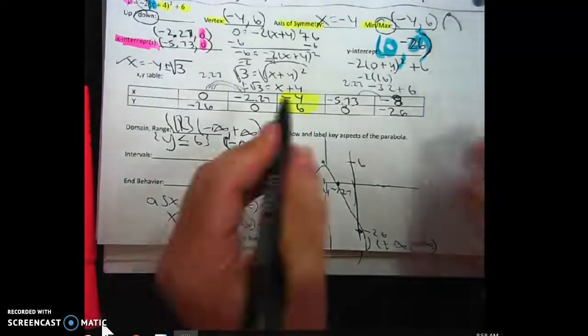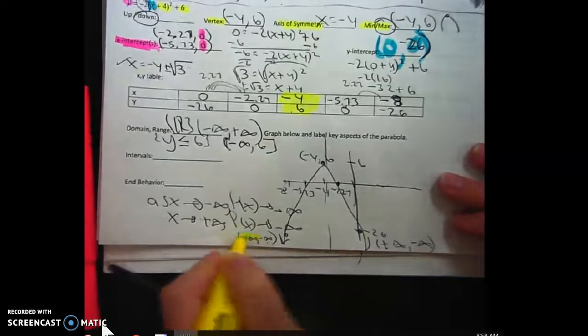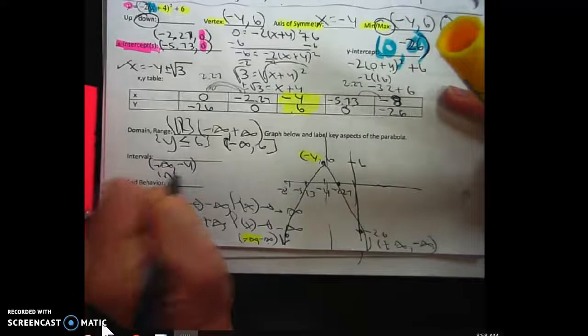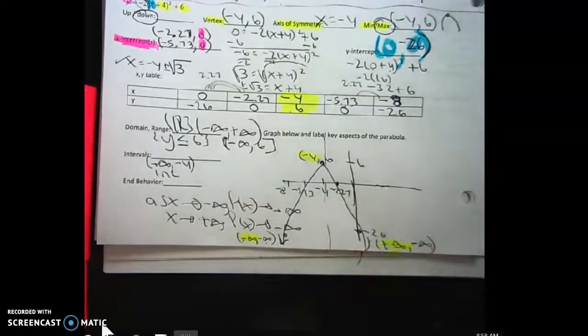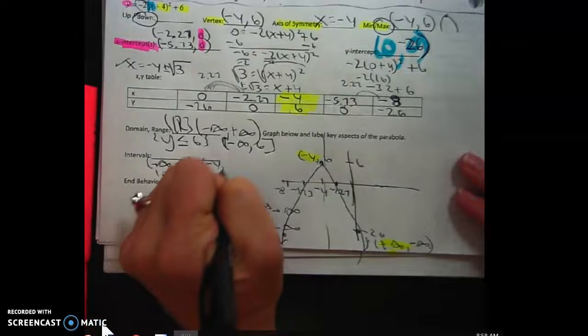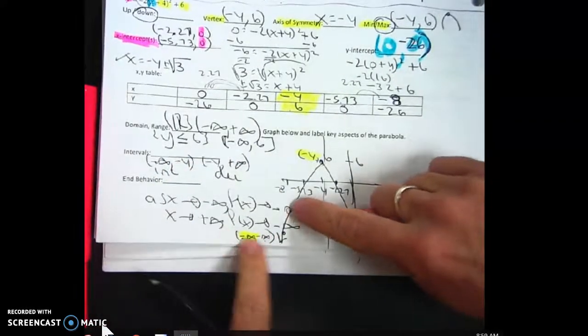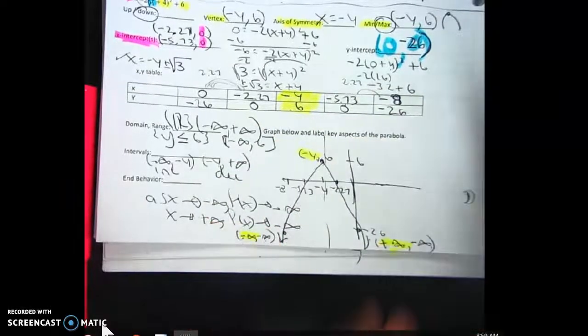So now I'm going to do my intervals. The vertex is (-4, 6). From negative infinity to -4, it's going up. From -4 to positive infinity, it's going down. And I know that I'm good to go. See how that says when x is negative, y is negative. When x is positive, it's still negative.